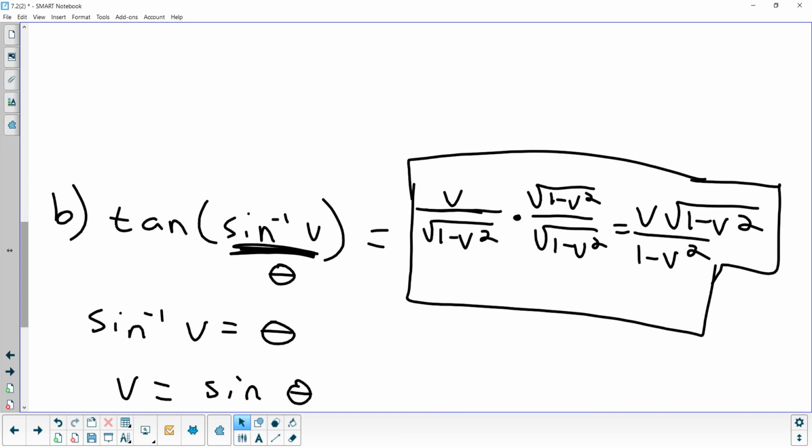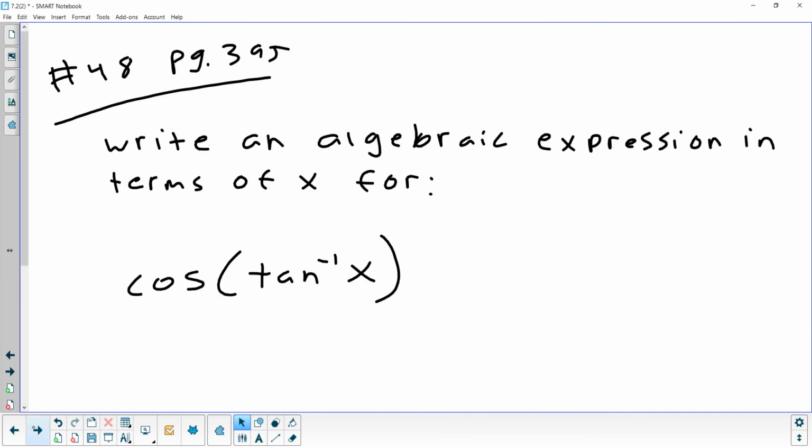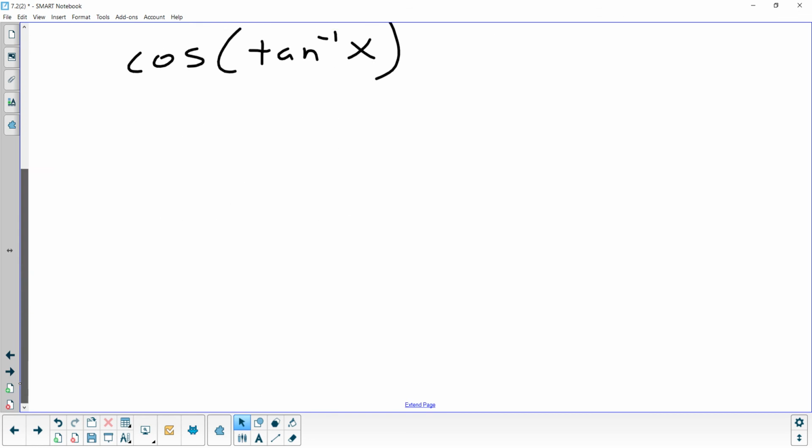Okay. Questions on that? Okay. That's kind of the same thing. Does anyone want to see a third one of that type? It's the inverse on the inside, regular on the outside. It would be pretty much the same.